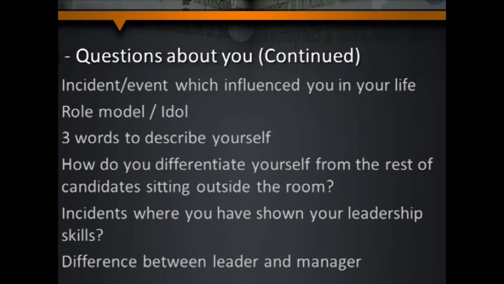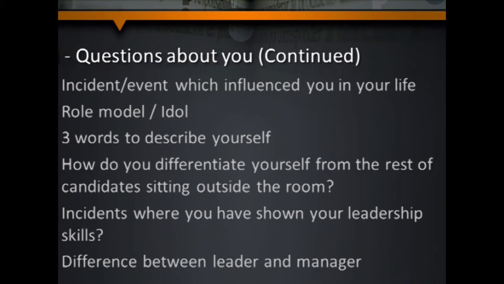And then they might ask for three words to describe yourself. So what exactly do you think you can talk about? Maybe in three words, creative person. But whatever you say, there's a good chance that there will be a follow-up question which you have to justify, so be prepared for that. Then how do you differentiate yourself from the rest of the candidates? This is similar to your strengths part.